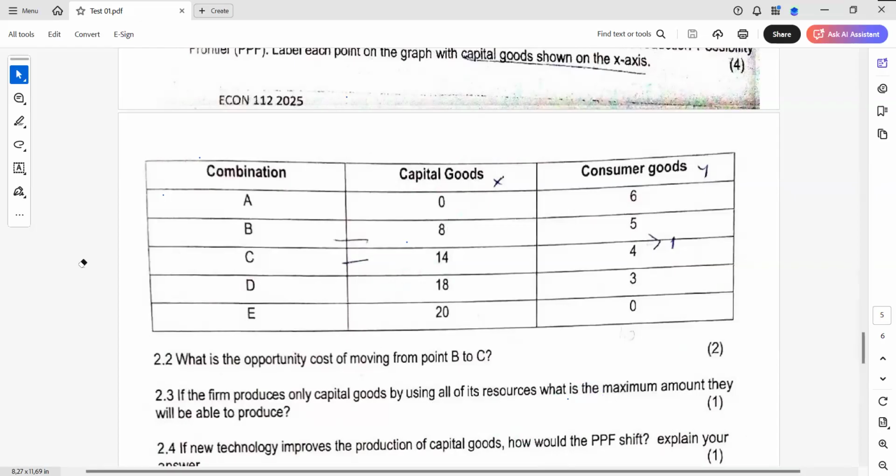Capital goods only. So if you can see here that if they're producing only capital goods, they produce how many? They produce 20 units, right? Because consumer good is 0, capital good will be 20, right? And this will be seen here on your PPF. Over here you have 20 capital goods, and you can see that you're not producing any consumer goods when you're producing 20 capital goods.